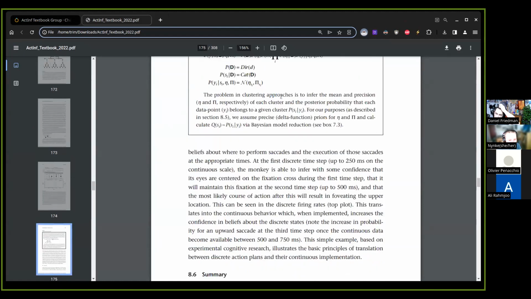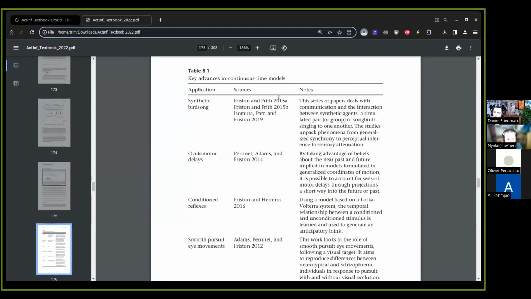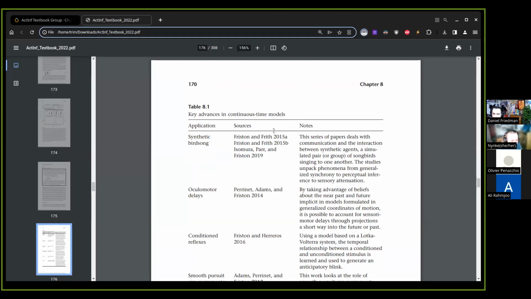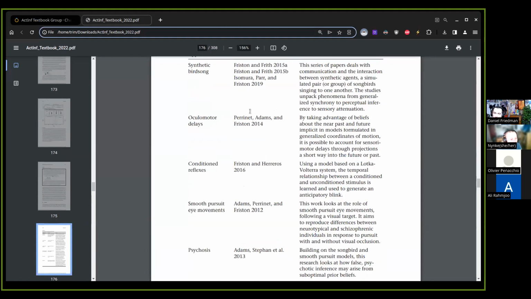Are they in the citations? Yeah, I think this table has some. Oh yeah. I'm so sorry for asking a redundant question.